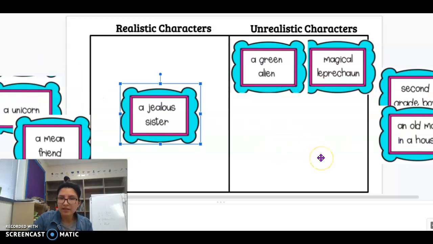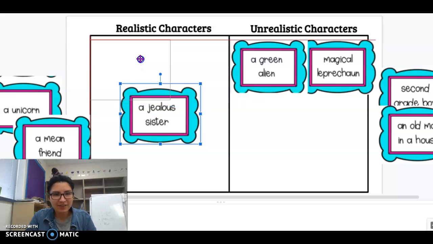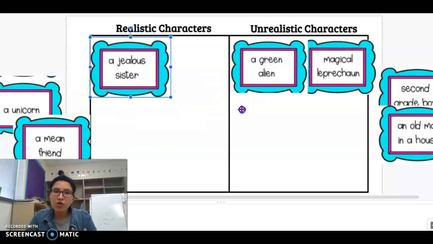Okay. Ooh, a jealous sister. Think of different stories where you may have heard a sister saying, hey, I want that, that's mine, or something like that, a jealous sister. That is a realistic character. I've read different stories where some of the sisters or brothers are a little bit jealous, and that's just maybe the problem in this story, okay?